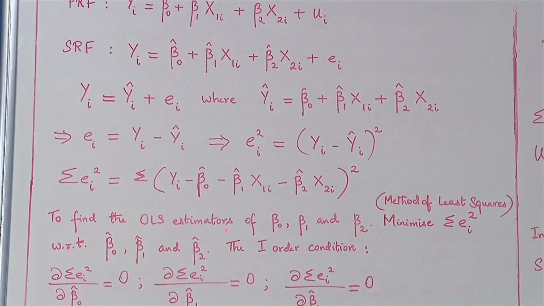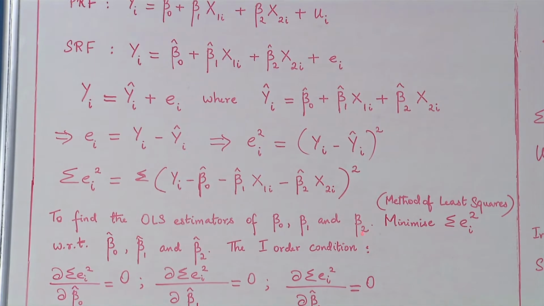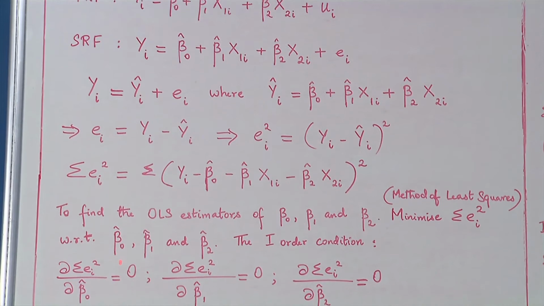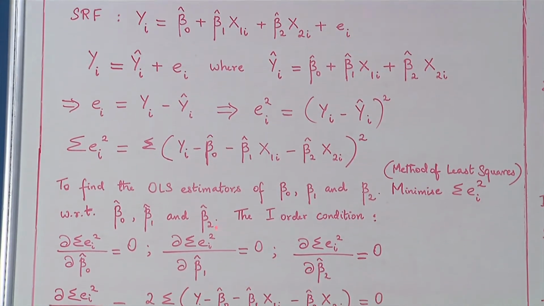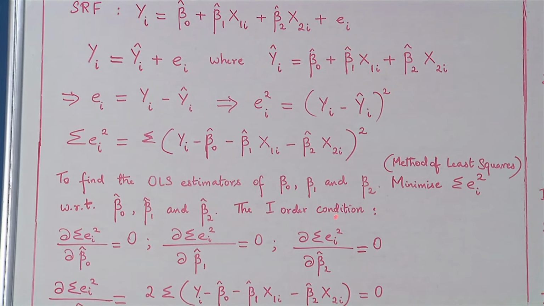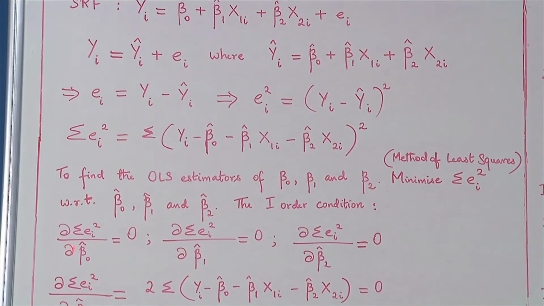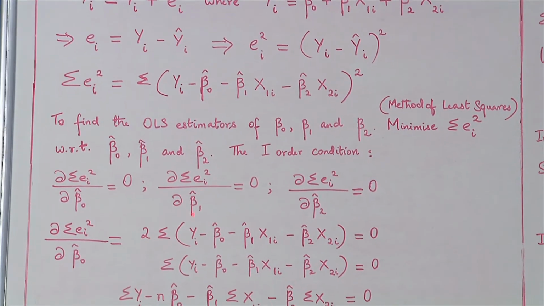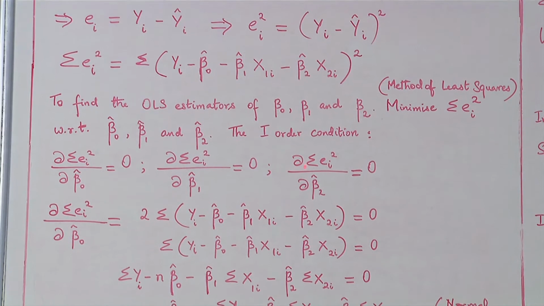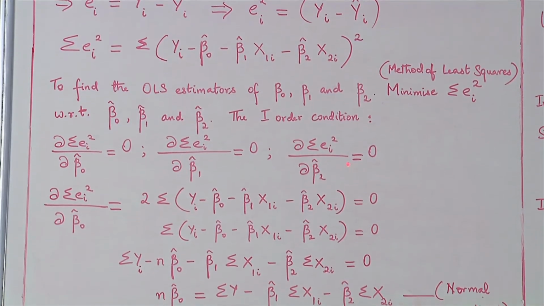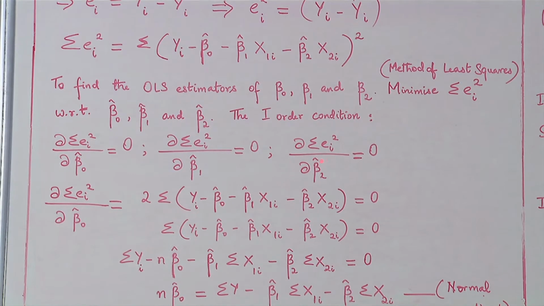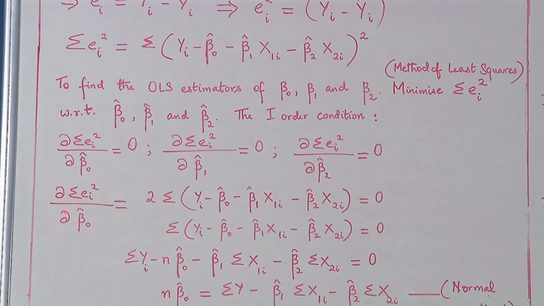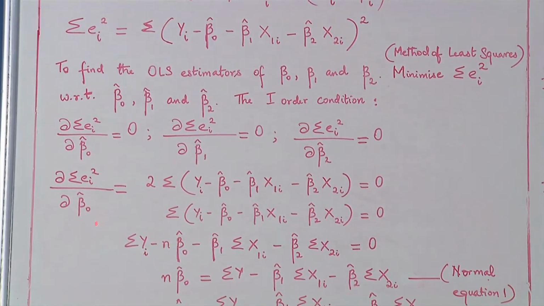To find the OLS estimators of beta naught, beta 1 and beta 2, the coefficients, we minimize sigma ei square with respect to beta naught hat, beta 1 hat and beta 2 hat. The first order condition for this process is dou sigma ei square by dou beta naught hat is equal to 0, dou sigma ei square by dou beta 1 hat is equal to 0, and dou sigma ei square by dou beta 2 hat is equal to 0. Now, let us see how to partially differentiate the first, dou sigma ei square by dou beta naught hat.